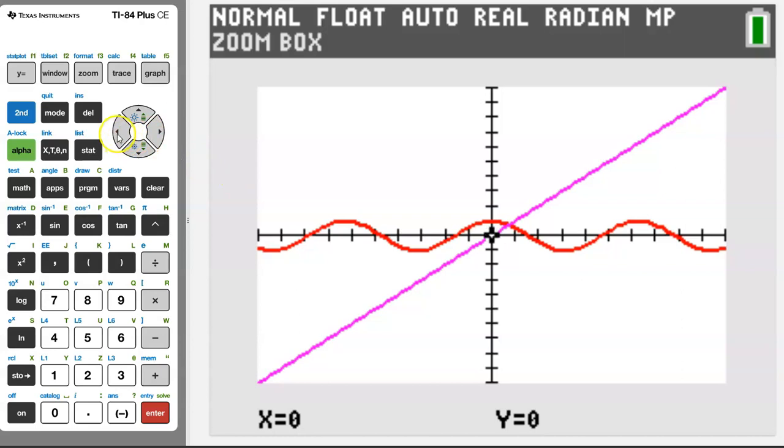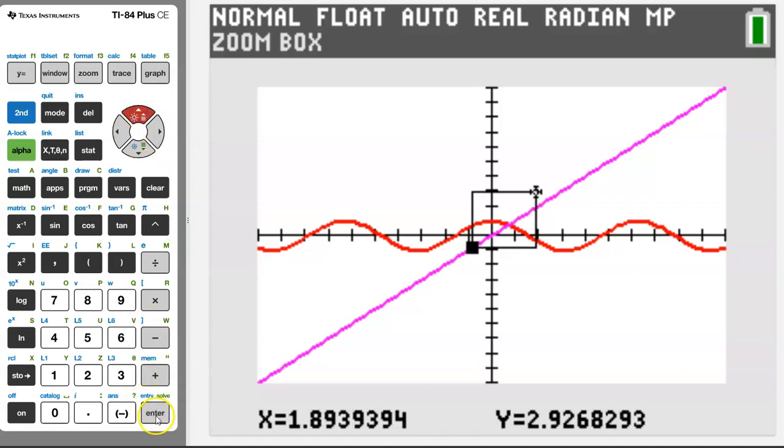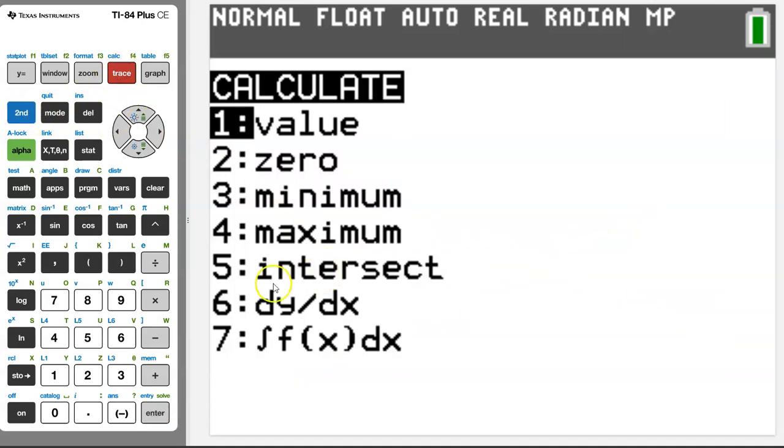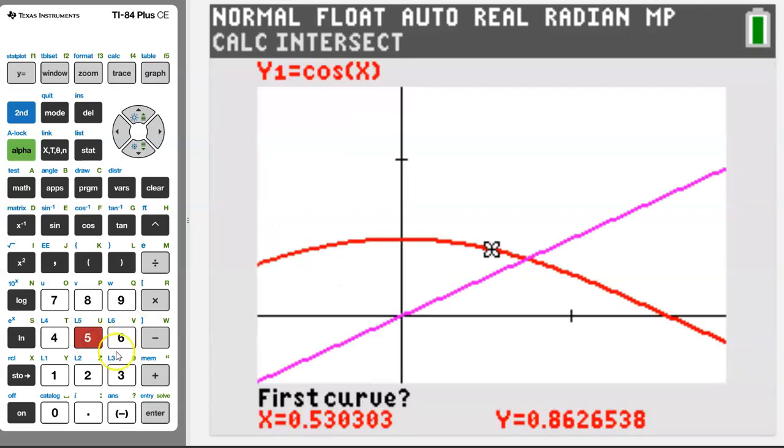Move the pointer to the lower left-hand corner of where all of the action is. Oh, it's moving so fast. And hit enter. And then move to the upper right-hand corner and hit enter. We want to find this point of intersection. So hit second trace and choose option 5 for intersection.